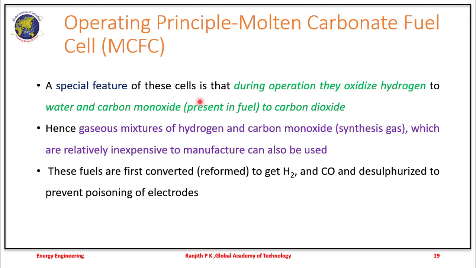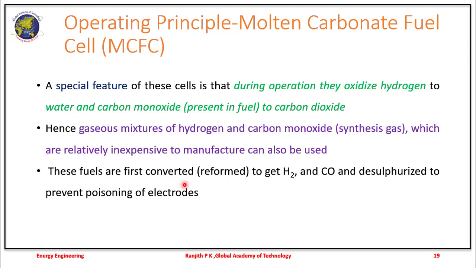The special feature of this kind of a molten carbonate fuel cell is that during operation they oxidize hydrogen to water and carbon monoxide, which is present in the fuel, to carbon dioxide. Hence, the output is a gaseous mixture of both hydrogen and carbon monoxide, usually known as synthesis gas, which is relatively inexpensive to manufacture, can also be used. So the byproduct here, the synthesis gas, can also be used for particular applications.